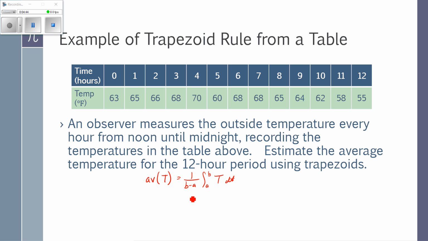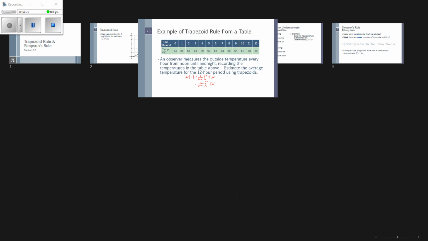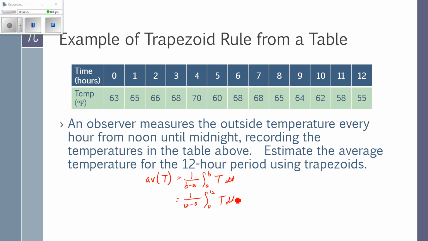So I have the 1 over b minus a, which will be 12 minus 0, times the integral from 0 to 12 of my temperature. Oops, sorry about that. And this is where the estimating comes in. So I have 1/12. Then for the trapezoid rule, again, you can sketch this on data if you need, but here are where my heights will be, and here will be my bases.